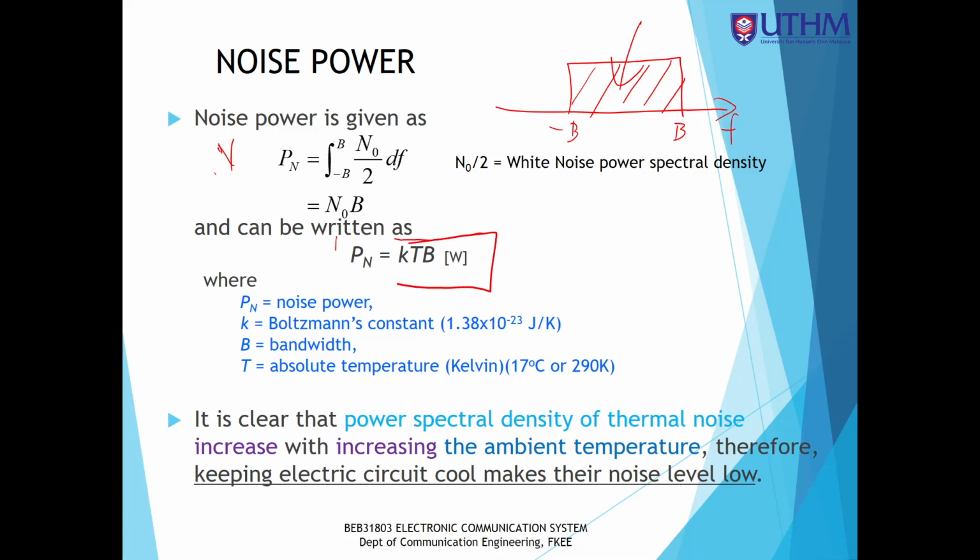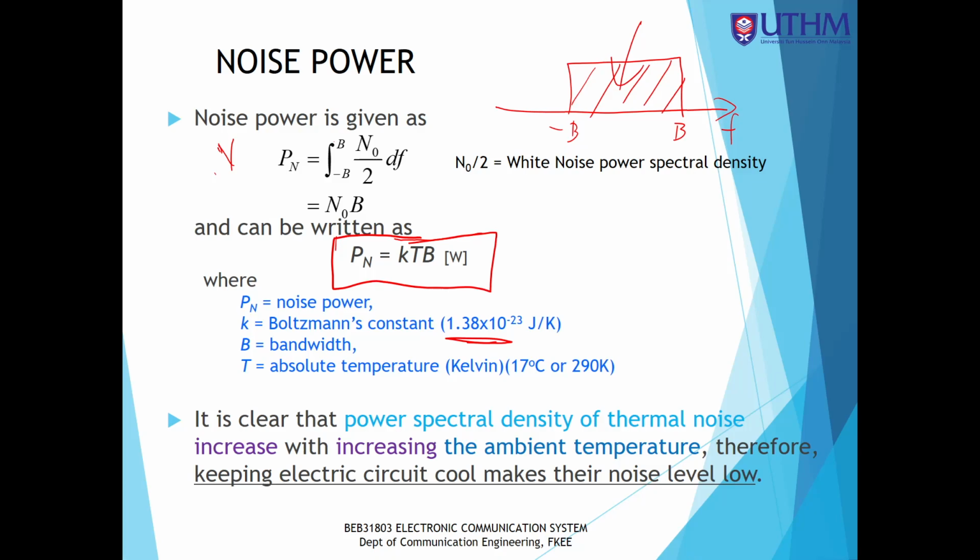You need to memorize these equations. This is a very important equation. The noise power is equal to K, the Boltzmann constant, multiplied by the temperature in Kelvin, multiplied by the bandwidth in Hertz. The Boltzmann constant is 1.38 multiplied by 10 to the power of minus 23 joule per Kelvin. T is the absolute temperature.